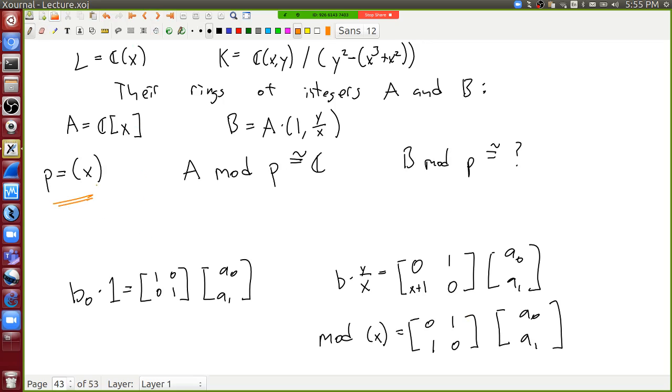Say P is just the x. So I'm going to reduce this thing modulo the ideal x. All the constants just stay constants. The x plus 1 becomes 1, and now I've got a finite dimensional algebra over a field, and that's good.